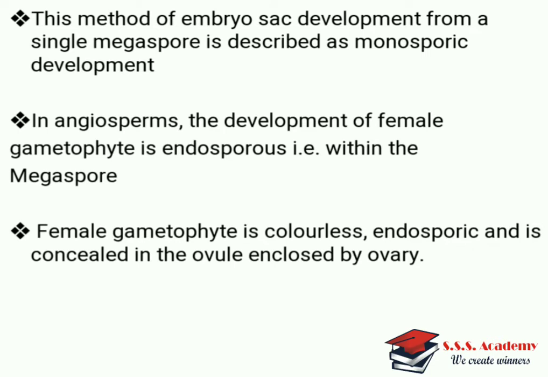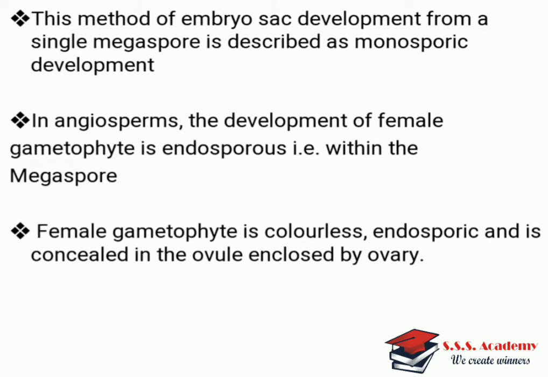Okay. This method of embryo sac development from a single megaspore is called monosporic development, because it develops from a single spore. In angiosperms, the development of the female gametophyte is endosporous. Why? Because it occurs within the megaspore, therefore it is called endosporous.